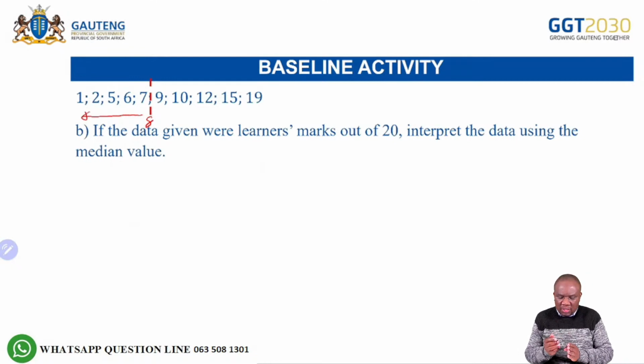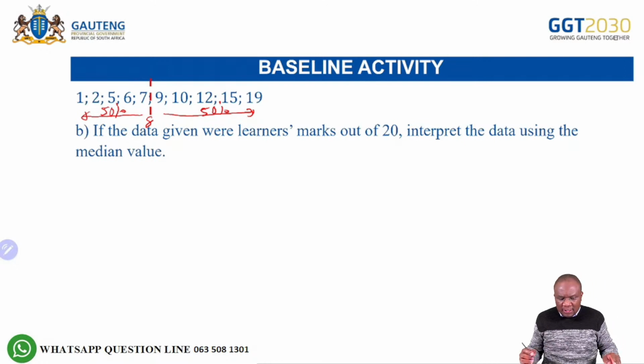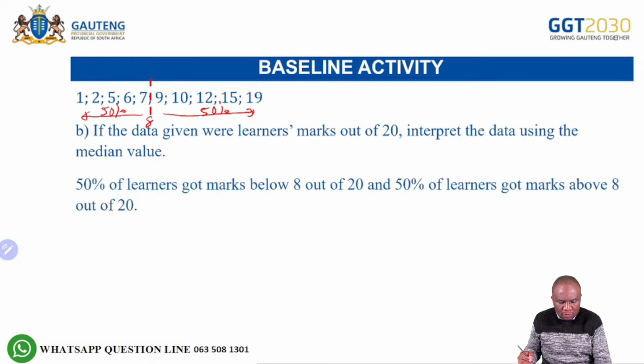So the median, what it does, it divides the data set into 2 equal parts. 50% below it, 50% above it. Okay, so it means 50% below the median and then 50% above the median. That's what it means. So now we can say 50% of the learners got marks below 8 out of 20 and 50% of the learners got marks above 8 out of 20. That's the meaning of the median. Median divides the data set into 2 equal parts. 50% below, 50% above. Okay, right.